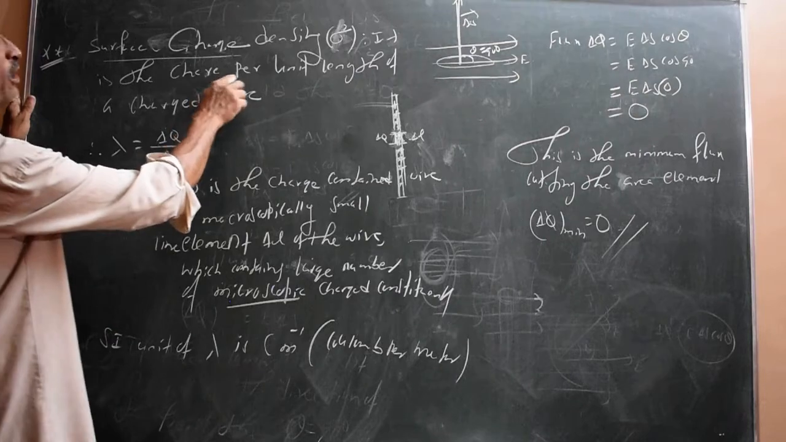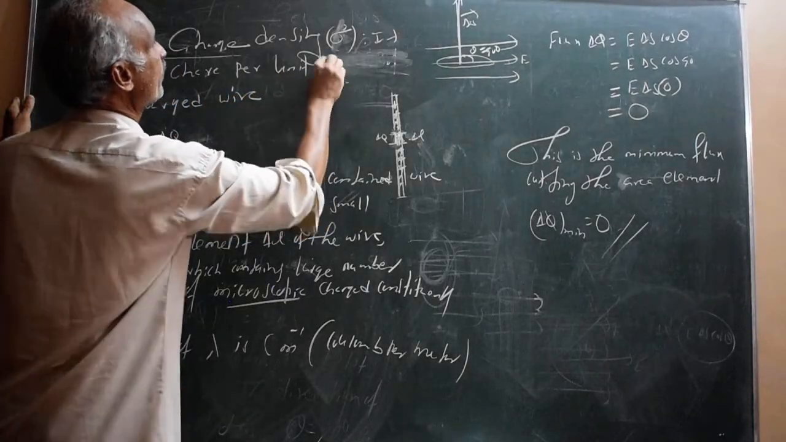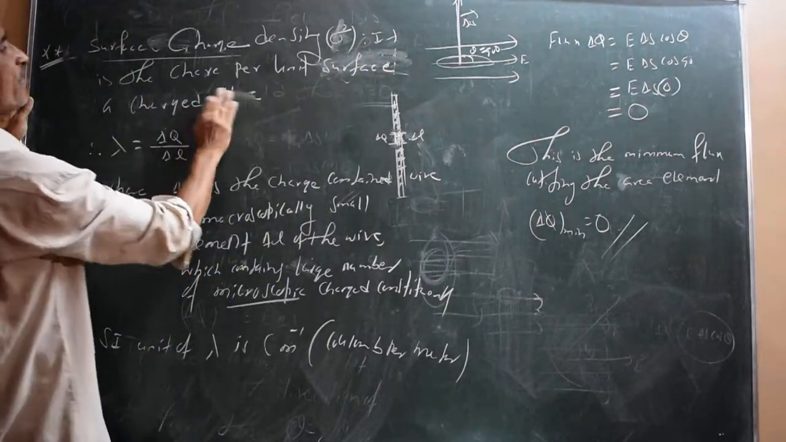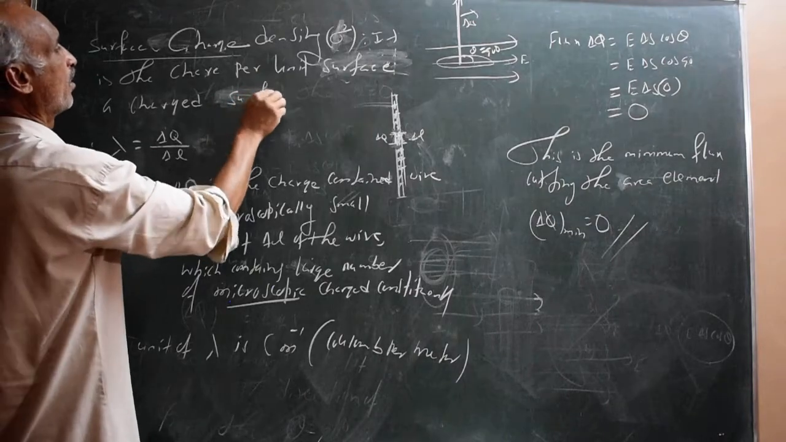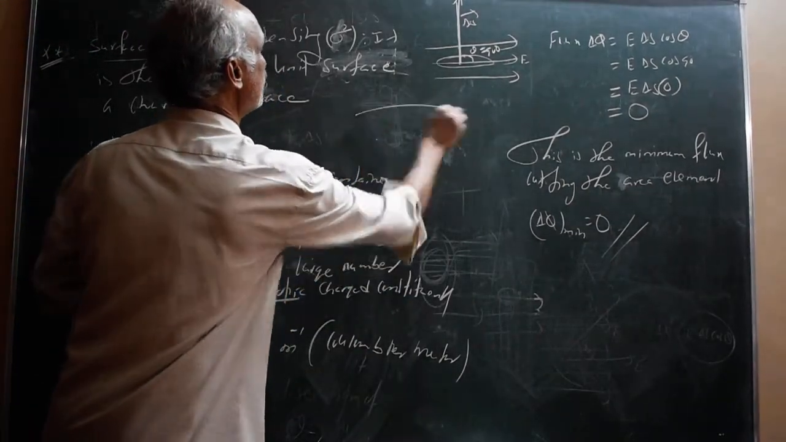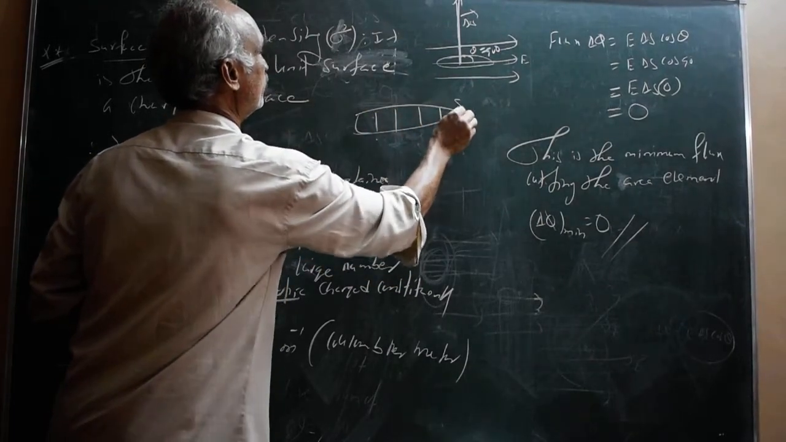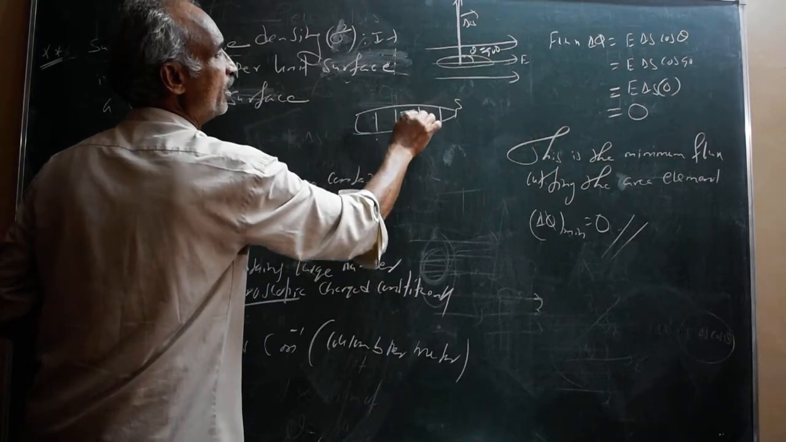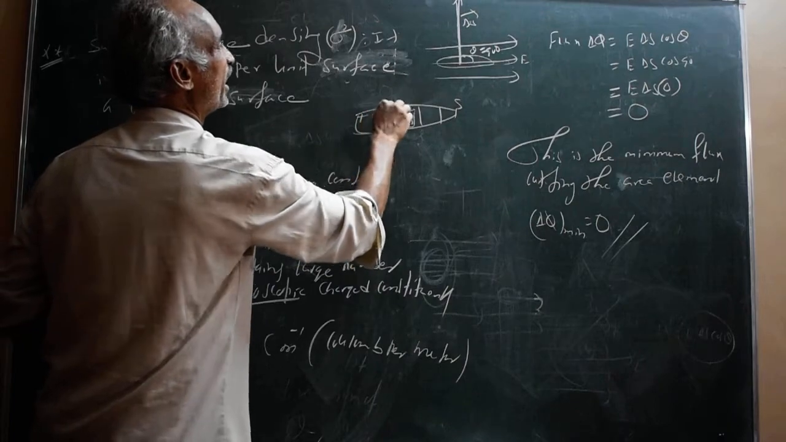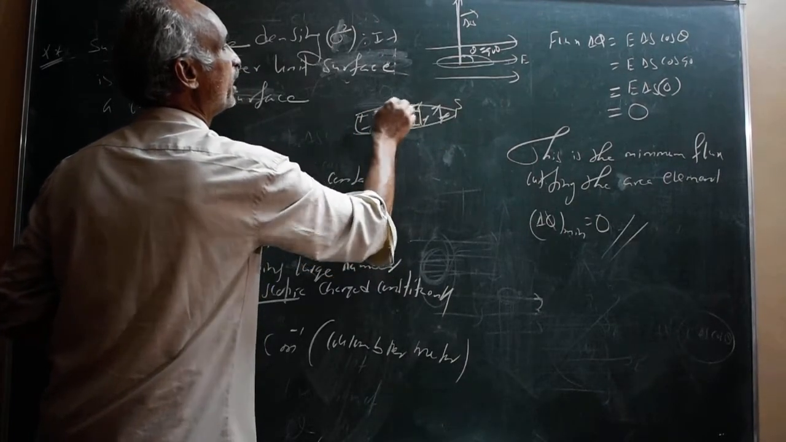It is the charge per unit surface of a charged surface. Here a particular surface is charged. This is the surface S. This is the surface element delta S, and it is either positively charged or negatively charged.